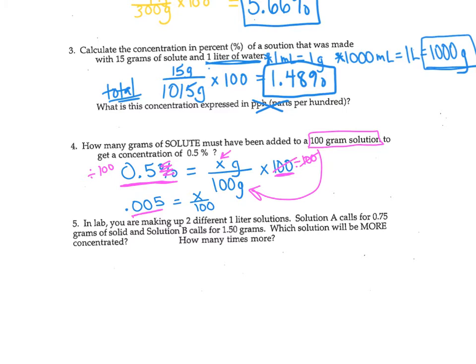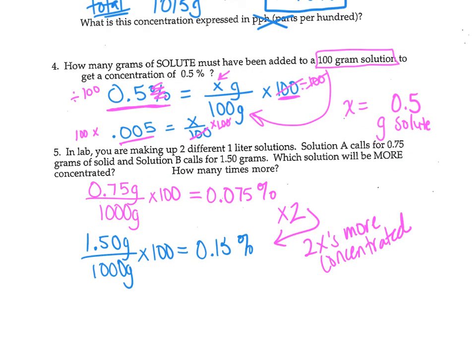So now we have to solve for our x. And solving for our x, we would multiply this side by 100 so that the 100 on the bottom cancels out. Multiply this side by 100. And so our x, which is going to be giving us our grams of our solute, is going to be 0.5 grams of our solute is what we'll need for number 4. Again, pause it, try to do 5 on your own, and then come back.